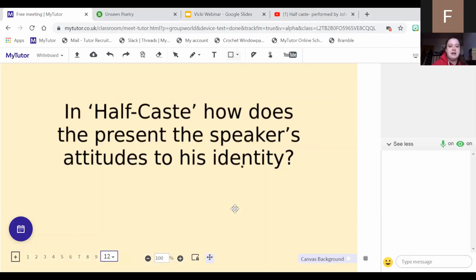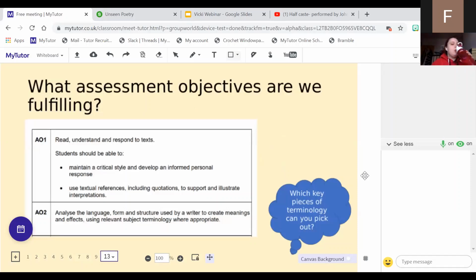In Halfcaste, what is going on? How does the poet present the speaker's attitudes to his identity? Right.